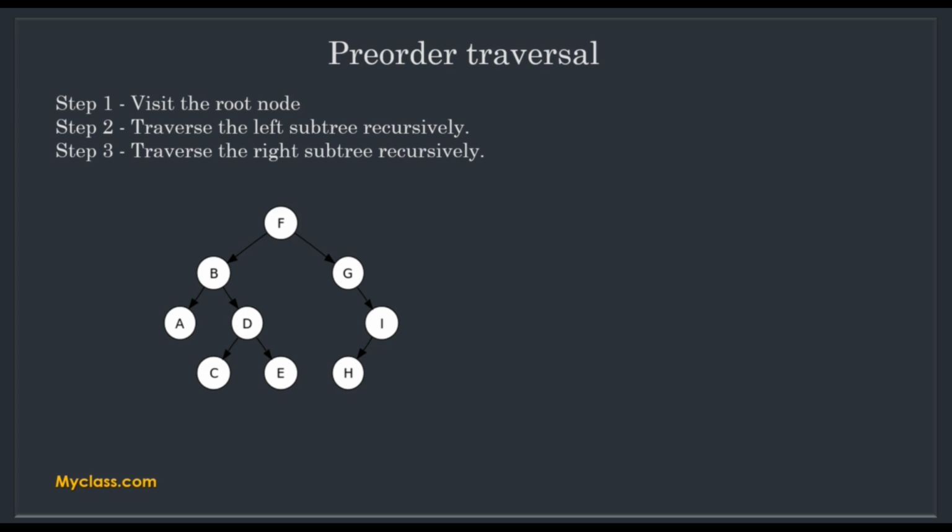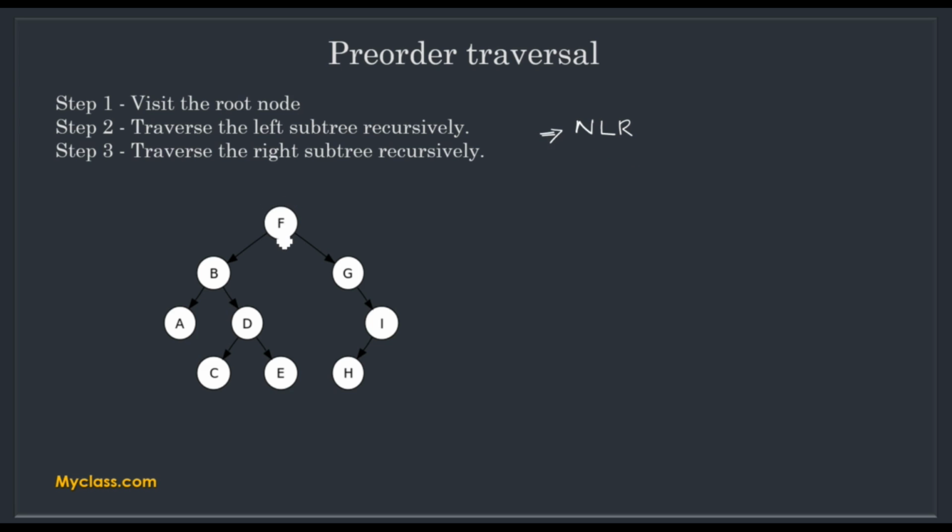Now we are considering preorder traversal. Preorder traversal, the algorithm is: visit the root node, traverse the left subtree recursively, and traverse the right subtree recursively. So we are first visiting the root node, then left, then right. Okay, so NLR. The preorder traversal is NLR.